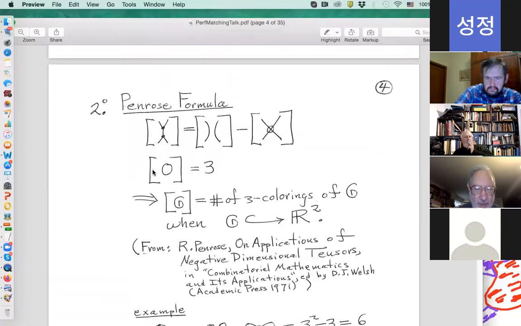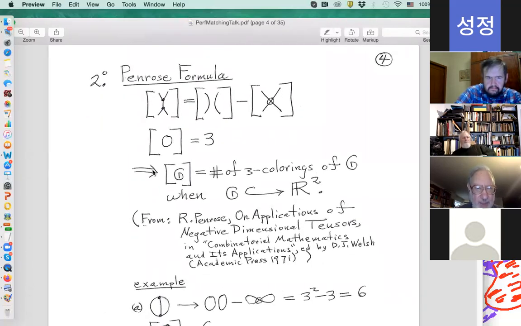And now I get to Penrose's formula. I'll come back to perfect matchings. But this is Penrose's remarkable formula, which he proves, which he states in his remarkable paper on applications of negative dimensional tensors, published in '71. And Penrose's formula says the following: you wish to count the number of colorings of a planar graph, trivalent. Could have an isthmus.